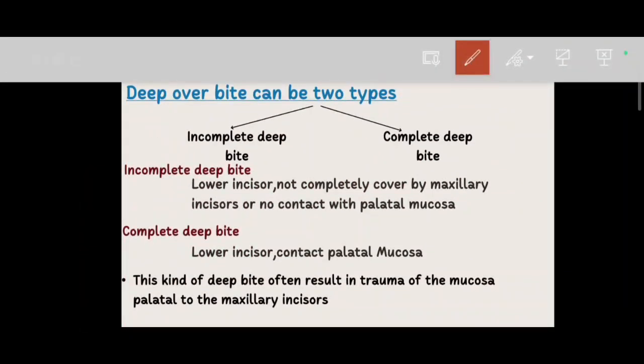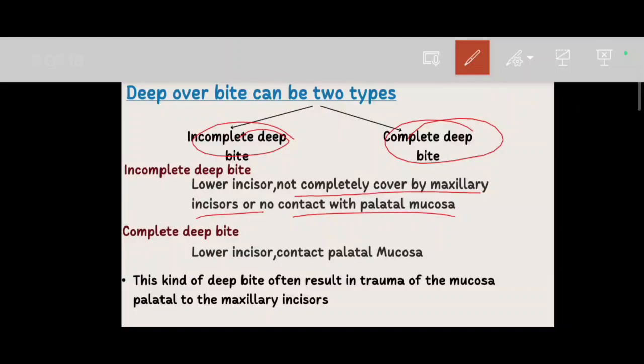Now we see the types of deep bite. Deep bite can be of two types, incomplete deep bite and complete deep bite. In incomplete deep bite, the lower incisors are not completely covered by the maxillary incisor, or there is no contact with the palatal mucosa. A simple memory trick: incomplete means not fully covered.